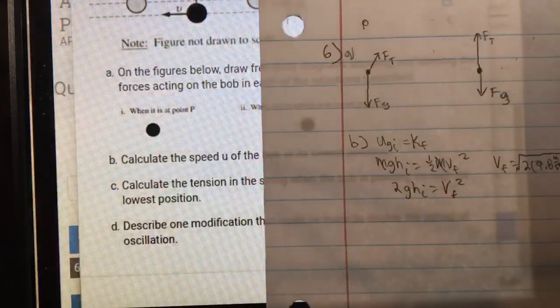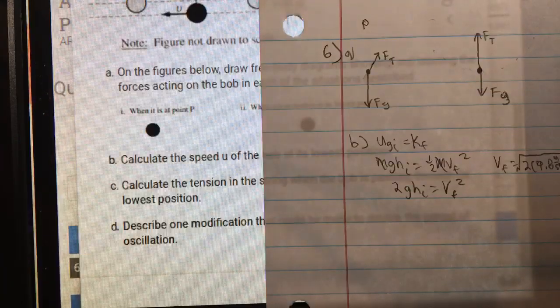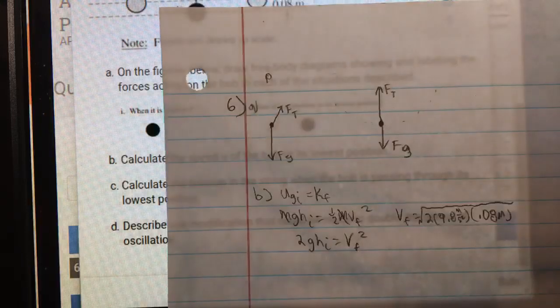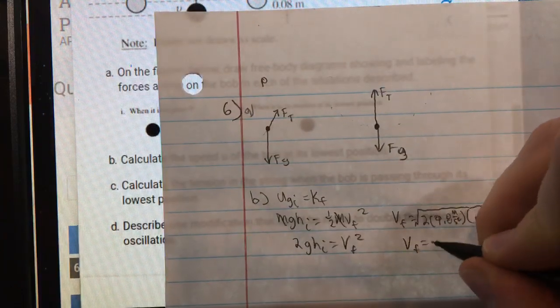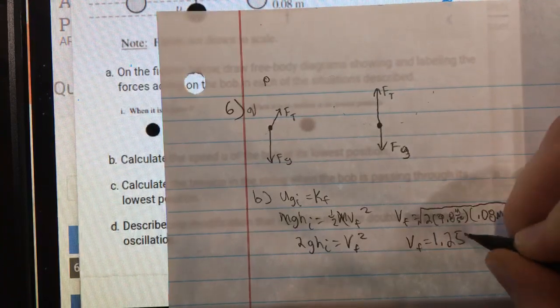But yeah, it should be like 1.25 meters per second. Yeah, 1.252. So the final speed is 1.25 meters per second.